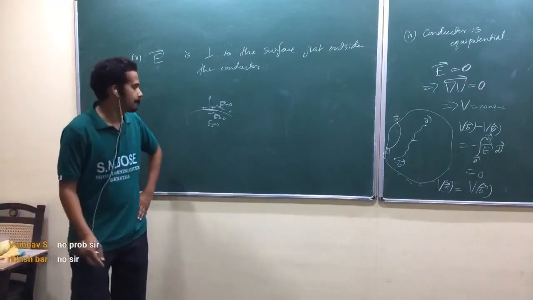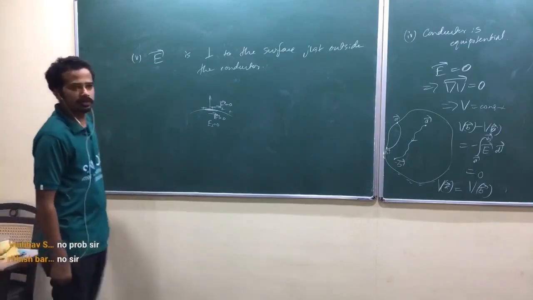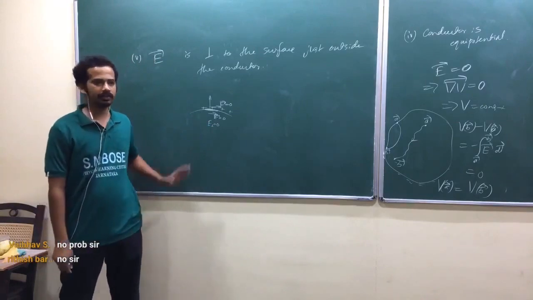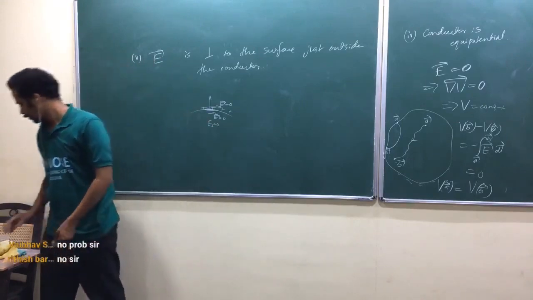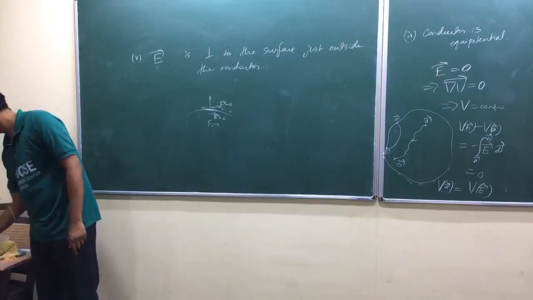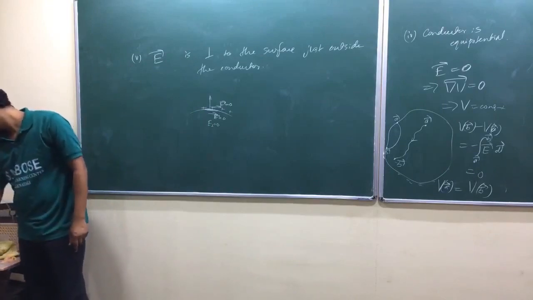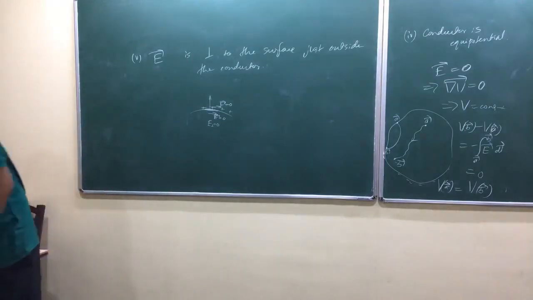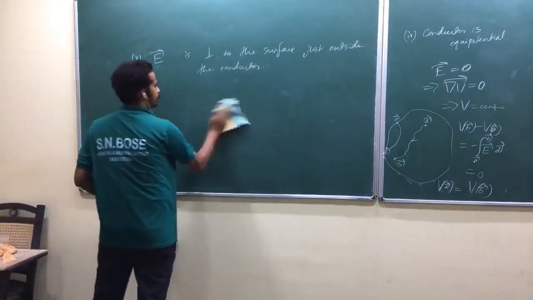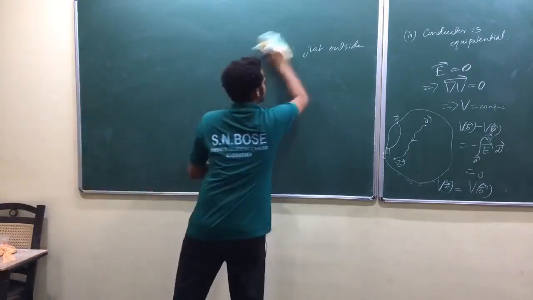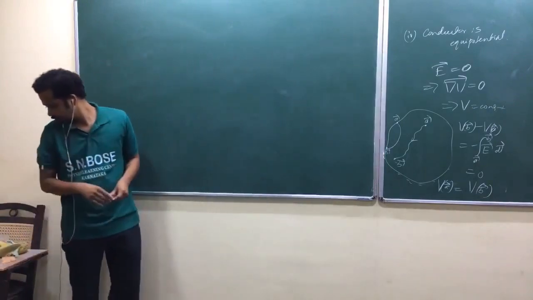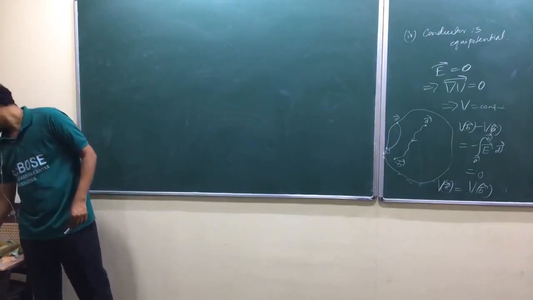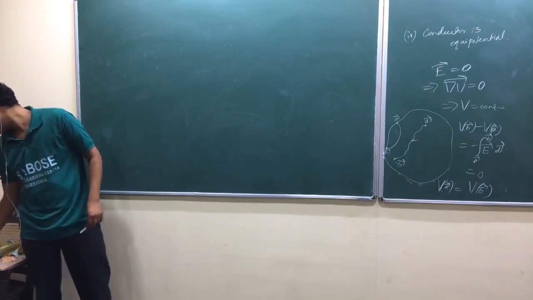Over? Once you say all parallel components are 0, then the only thing that exists is the perpendicular component. Now, there are a lot of problems here. You can just solve them. You can just read out induced charges.